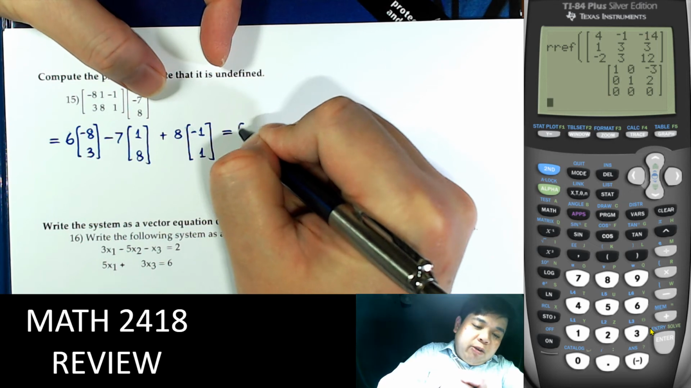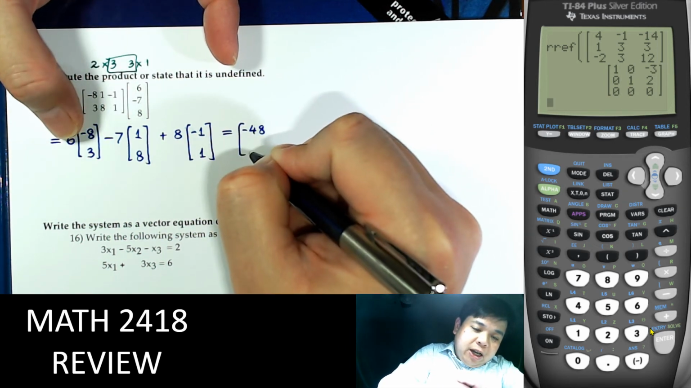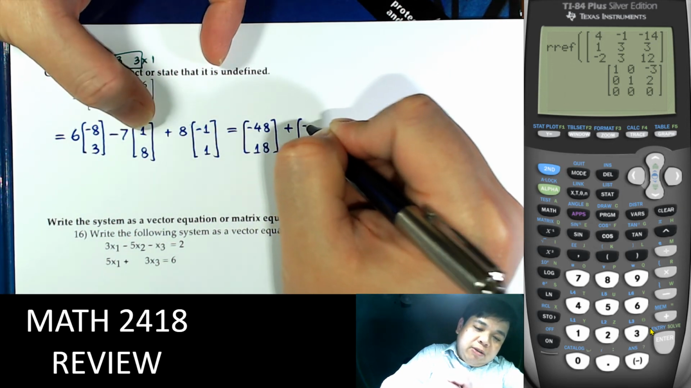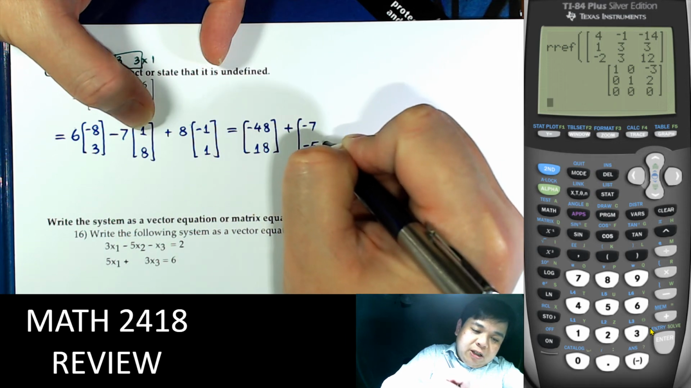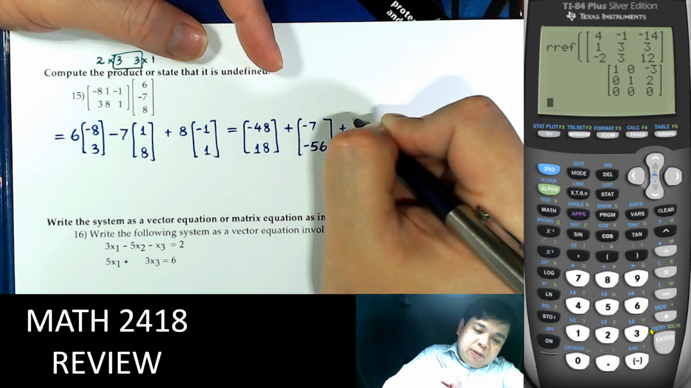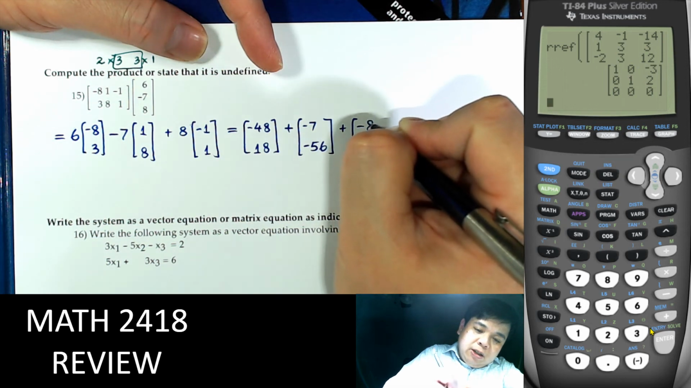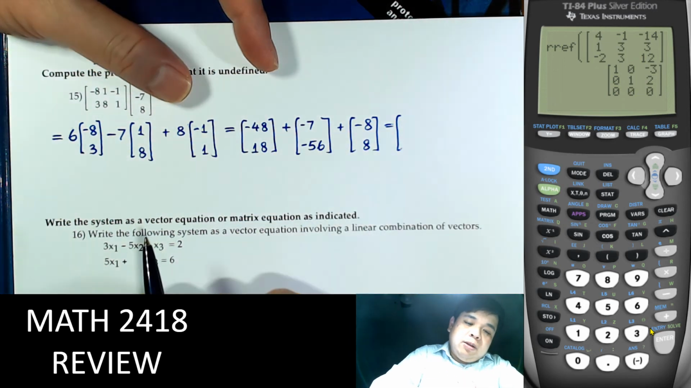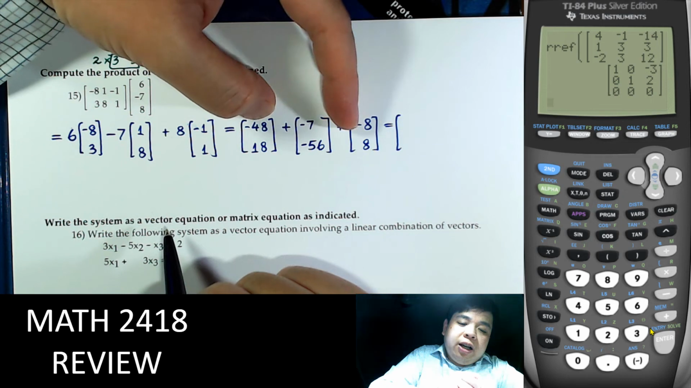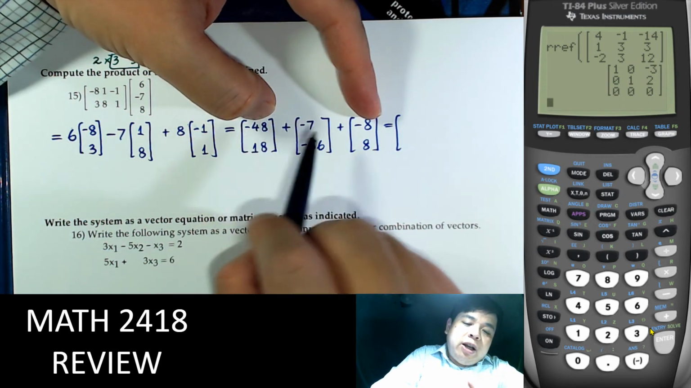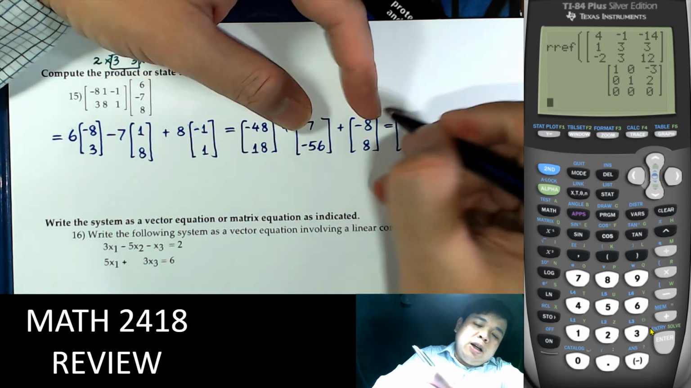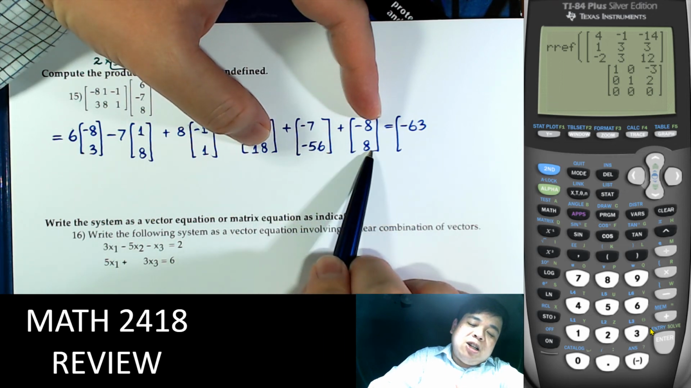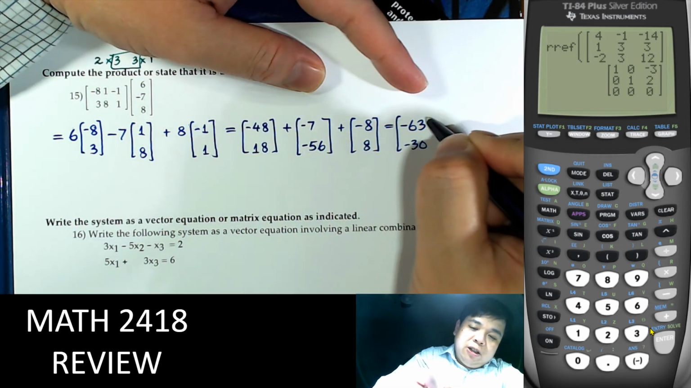So -48, 18, just going to add here, -7, -56, -8, and 8. So -48, -7, and -8, that's -63. I'm just going to check with the calculator later. So 18 and 8, that's 26, that's my 30.